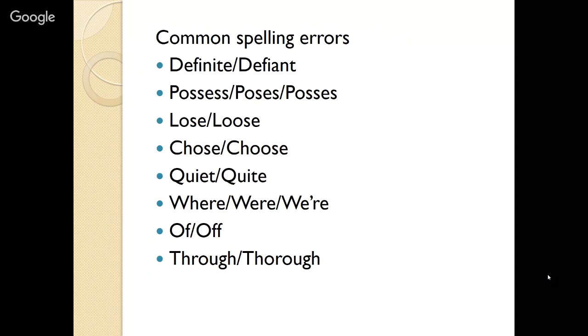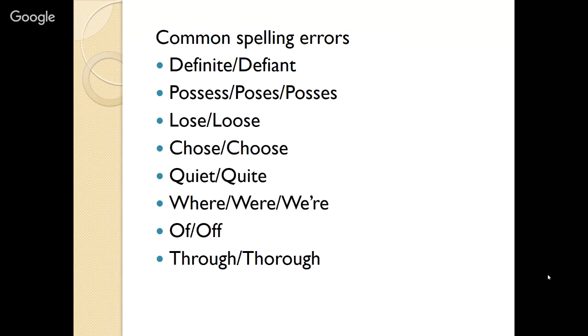And then finally, common spelling errors. Definite versus defiant. That's one I always have to stop and think about myself, because when I want to spell definite, I want to put an A in there. And I'm not alone. Many people have that same problem. I don't know why, but that is our impulse. So yeah, definite has no A.